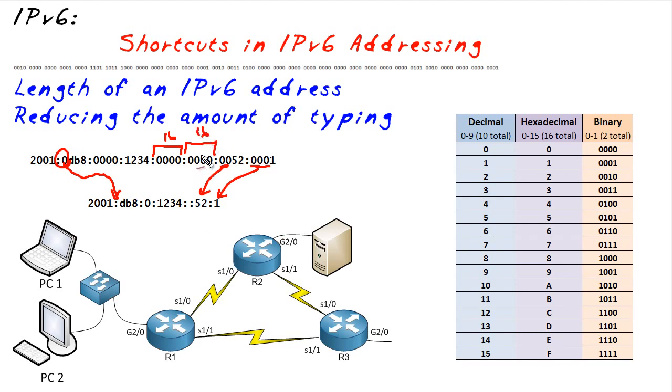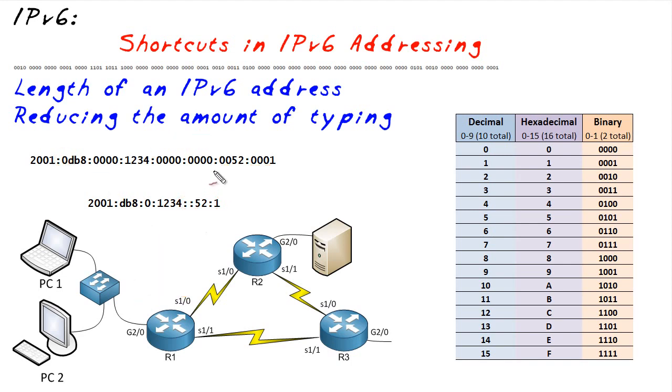If we have a contiguous grouping of 0s, we can go ahead and use this shortcut right here. And here's how it works. The system says, I know there's supposed to be 8 groups of numbers. And what it will do, it'll count. It'll say, I've got 1, 2, 3, 4, 5, 6. It'll say, there should be 8. I see 6. That means this double colon must represent 2 groups of 0s, or 32 bits worth of 0s. And that's how it does it.